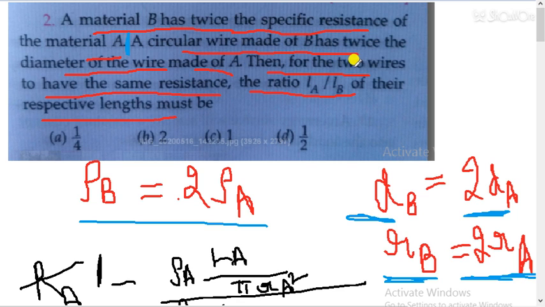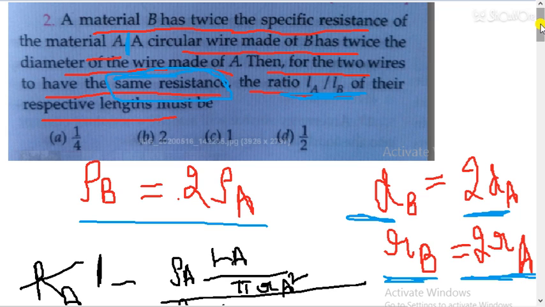Then for the two wires to have the same resistance, students, this is a very important concept. To have the same resistance means the ratio of their resistance is 1. The ratio of LA by LB we have to find. So we have to find the ratio of length so that their value of resistance is same.